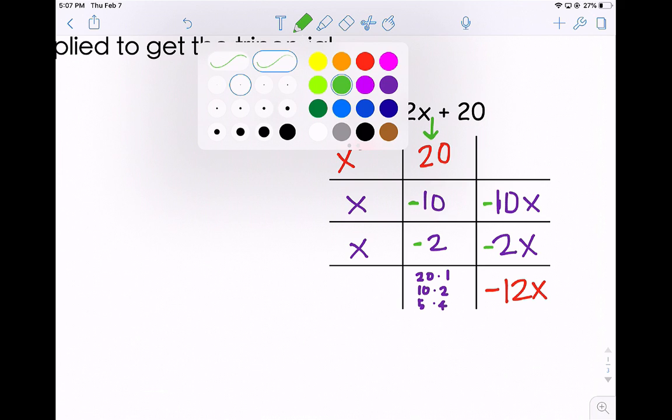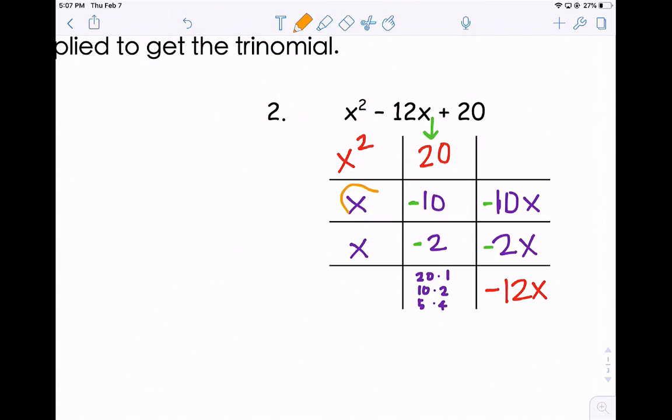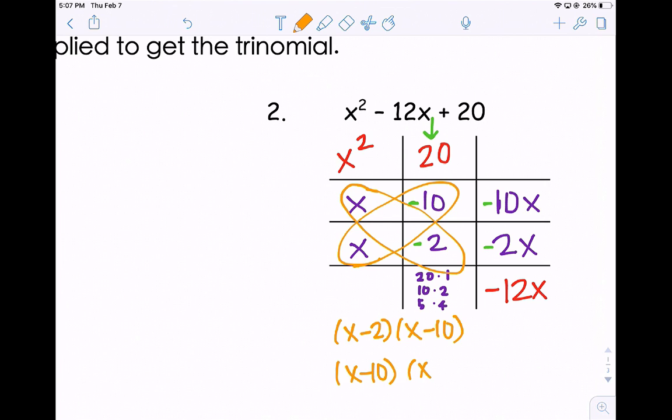Okay, so our factors then are x minus 2 and x minus 10. Again, you can put those in any order. So if you wanted to put the x minus 10 first and then x minus 2, that works.